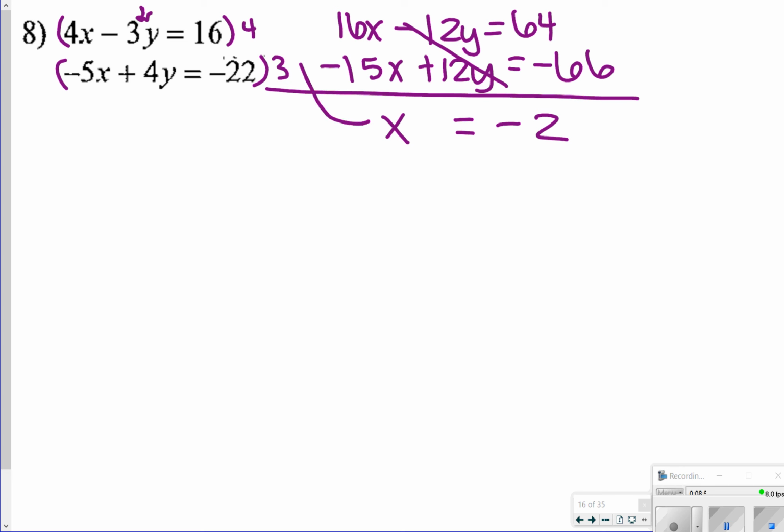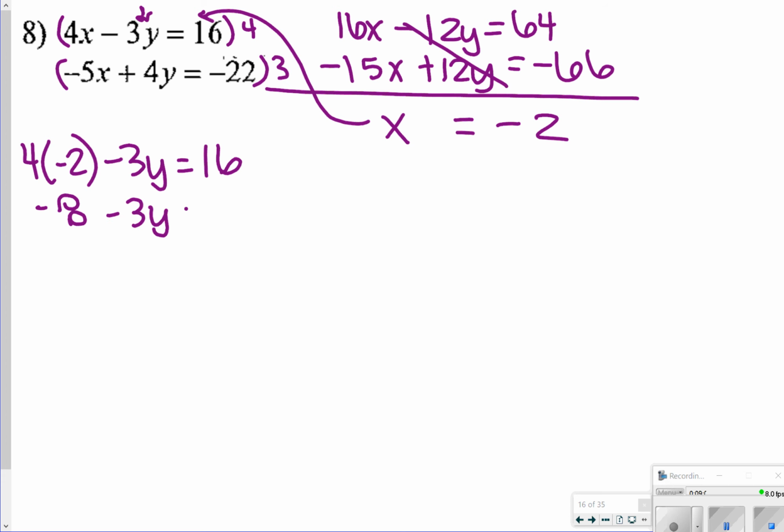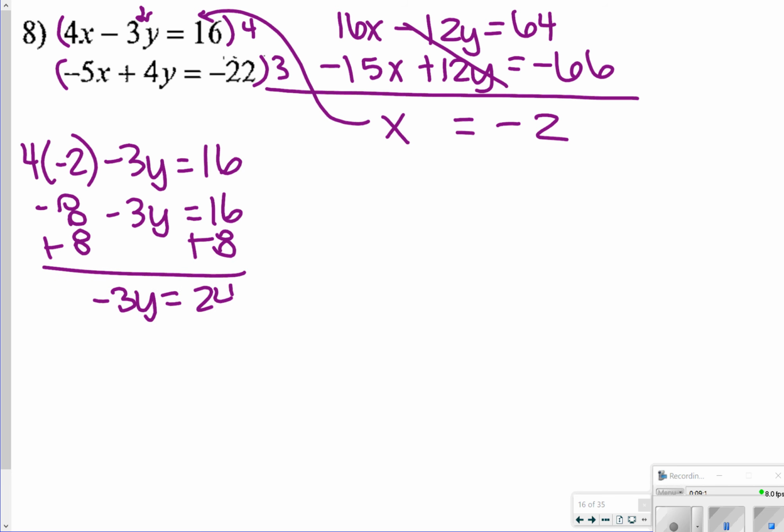I'd maybe even plug it back into the original one. So 4 times negative 2, and then minus 3y is equal to 16. I get negative 8 minus 3y is equal to 16. I'm going to add 8 to both sides. So I get negative 3y is equal to 24. So y for number 8 is equal to negative 8. So my answer would be negative 2, negative 8.